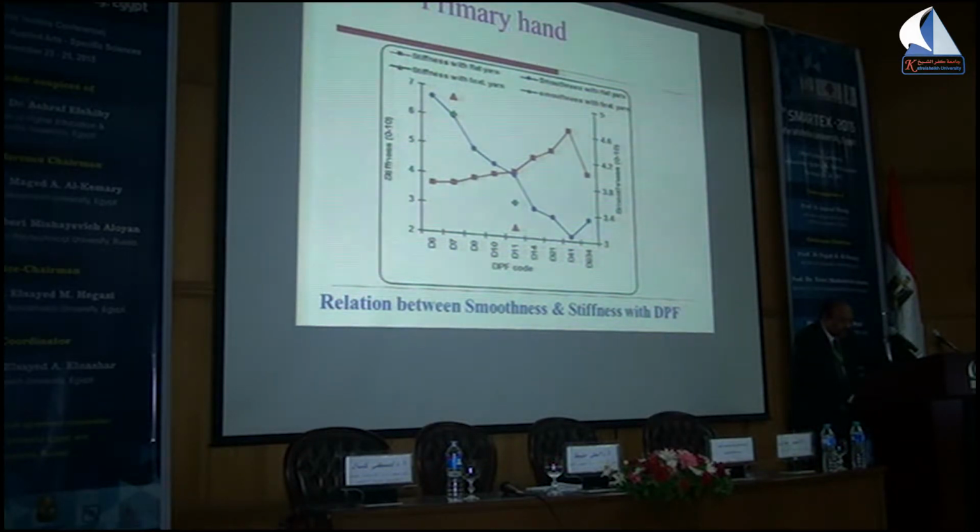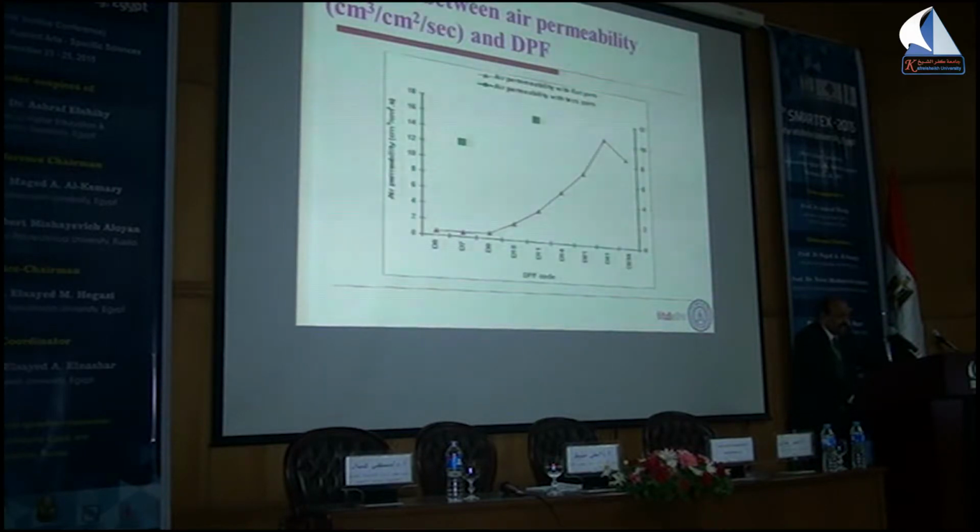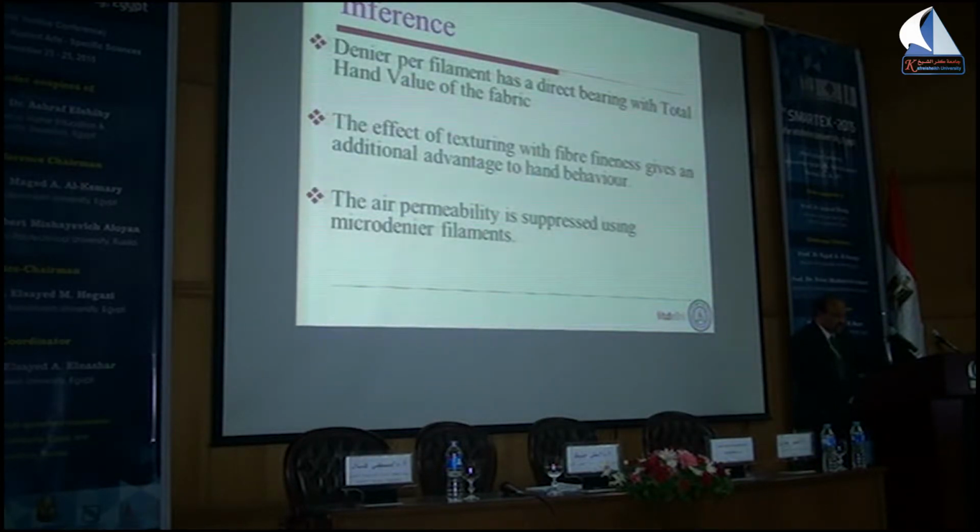So what we conclude from this study is denier per filament has a direct bearing on total hand value. The effect of texturing with fiber fineness gives additional advantage. So texturing plays its role irrespective of the fineness of the fiber. And air permeability is suppressed using microdenier filaments.